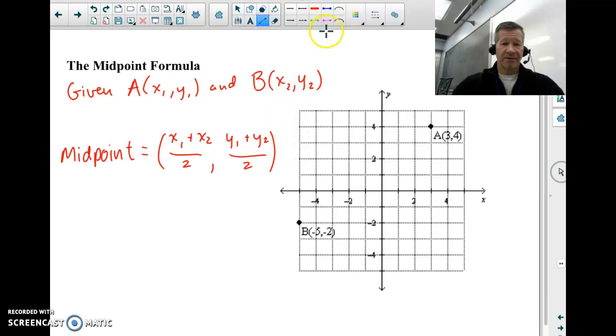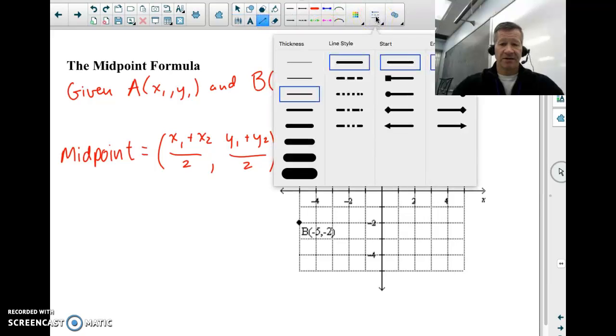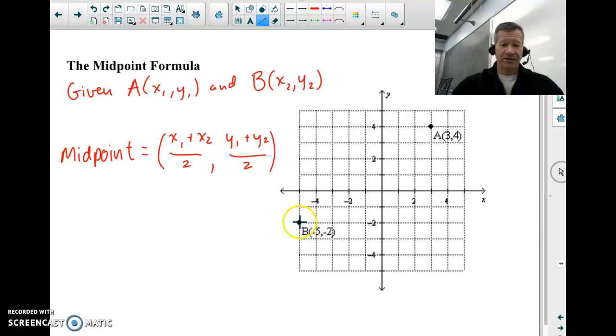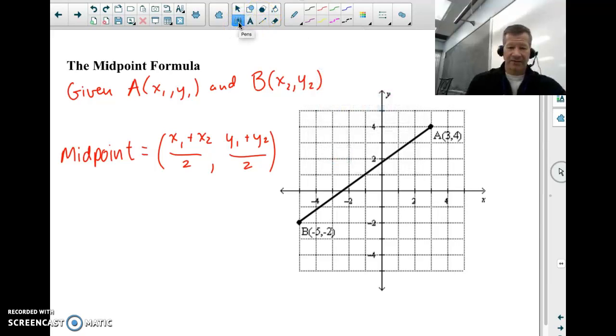So in this example here, let me grab myself my little line tool here. If I would make a straight line between A and B, and I wanted to find the midpoint, I can see that the midpoint would be located roughly somewhere in this general area right here. Okay? Now, how do I find out exactly where the coordinates are? Well, by using this formula.